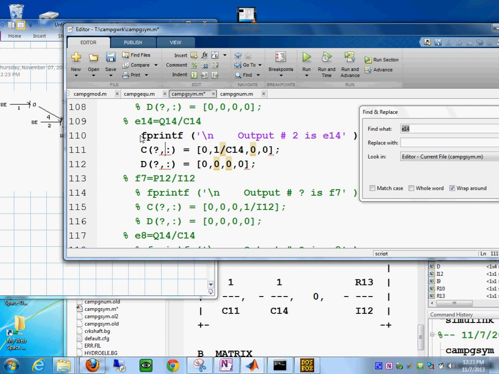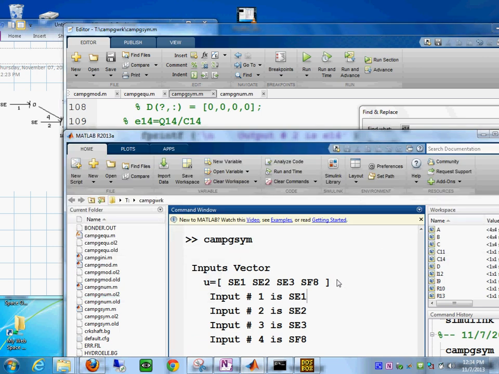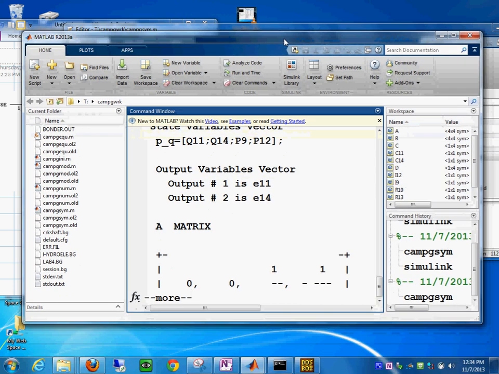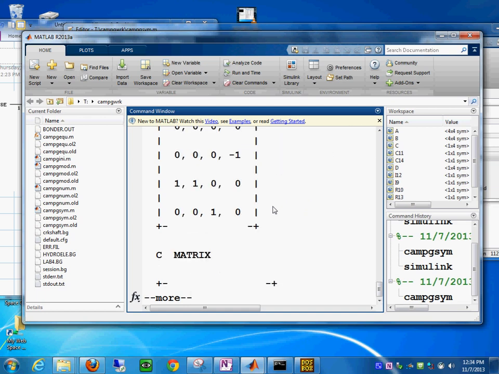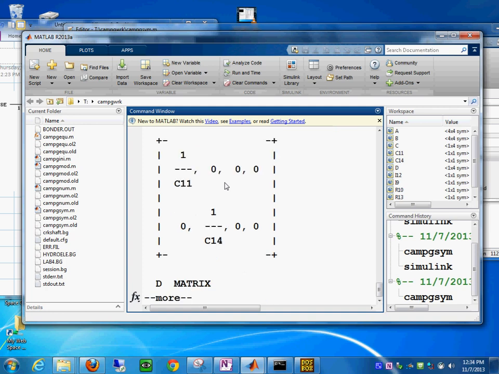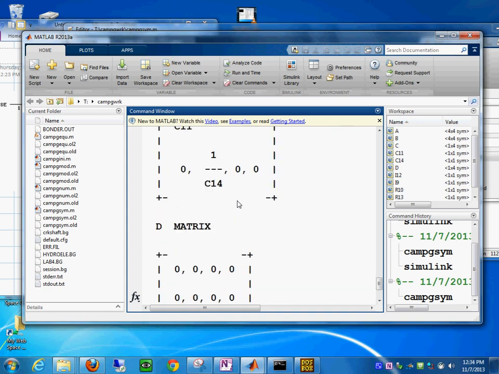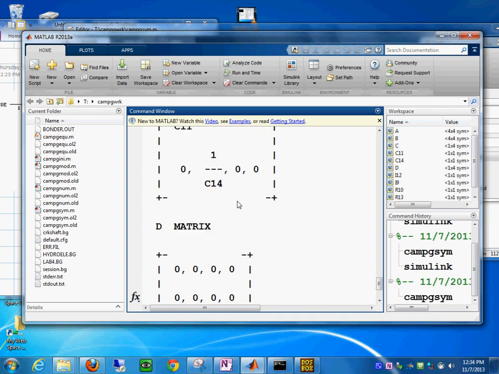And that output is going to be my second row of the C and the D matrix. So once you do that, you could just run this again, and the computer would actually produce the whole state space matrices, as you're going to see in just a moment. So there's your A matrix, there's the B matrix, and now the C and the D matrix are also produced. So that's how we get the whole state space form generated using CAMPG.